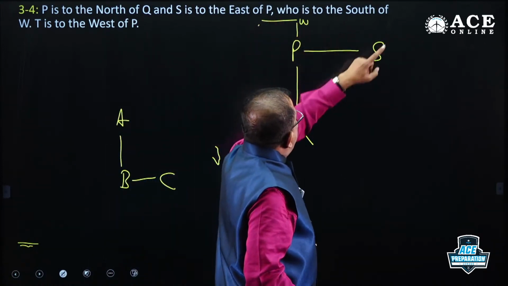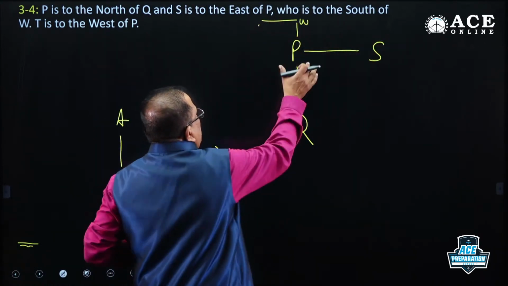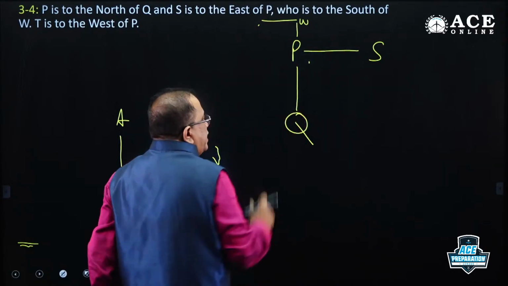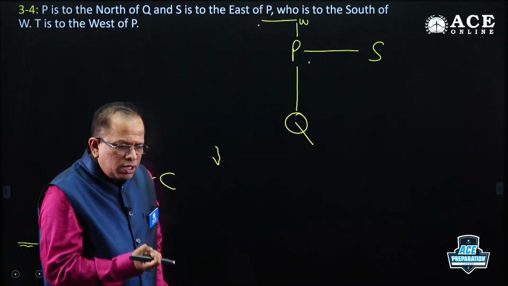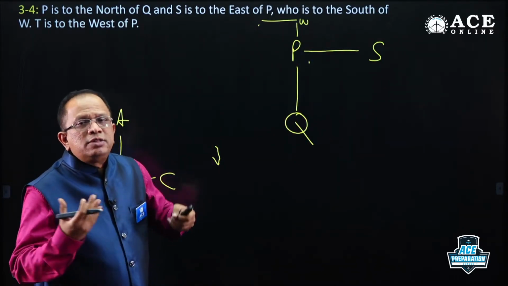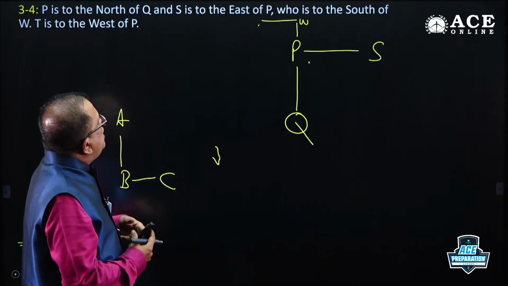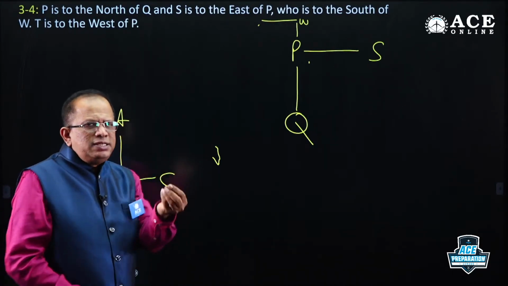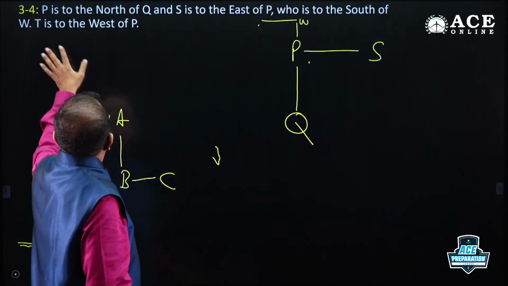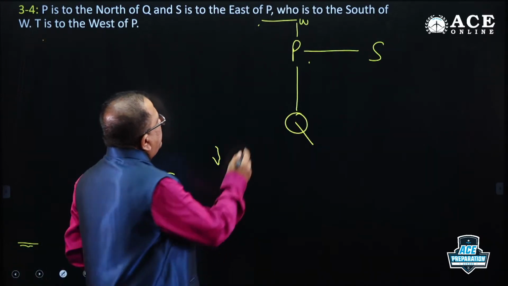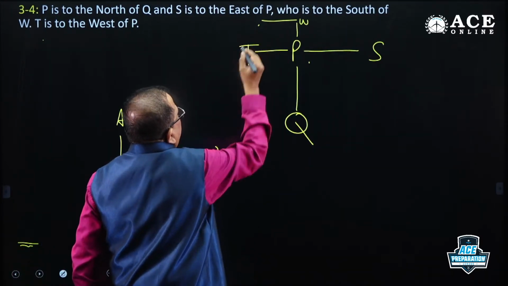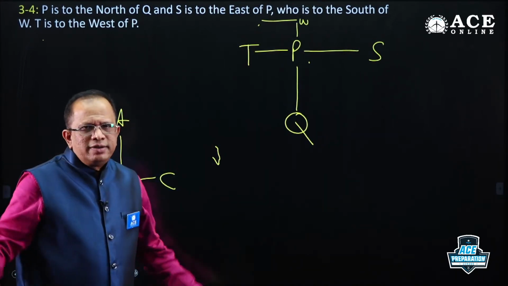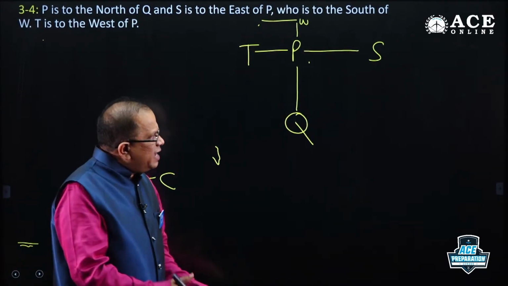P is to the south of W. P is already there in the picture, so we need to identify W. When P is south of W, W must be north of P. That is what we have to deduce. Paper setter is asking you only this much. Next one, T is to the west of P. Over. Instructions are over. Diagram is ready.